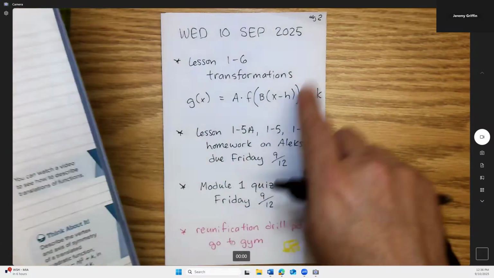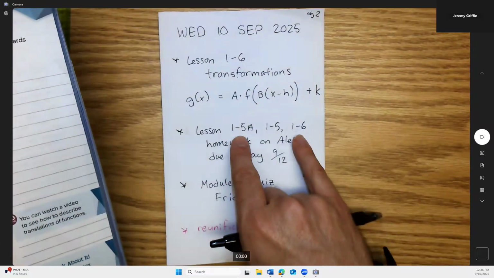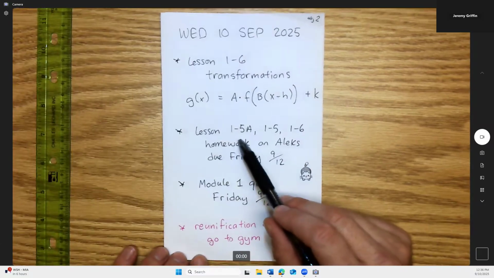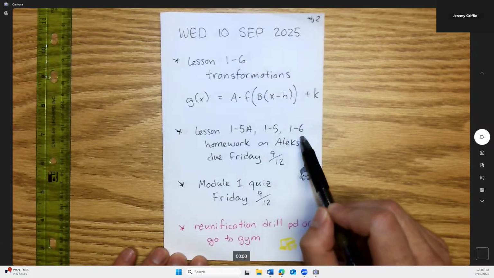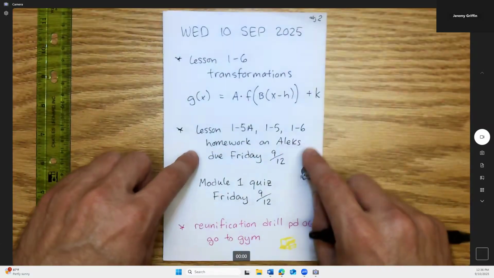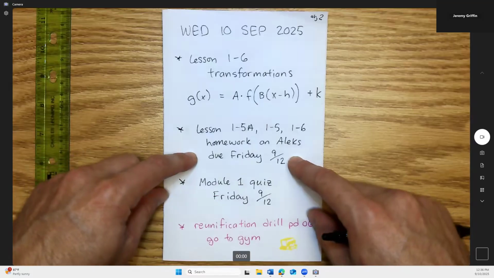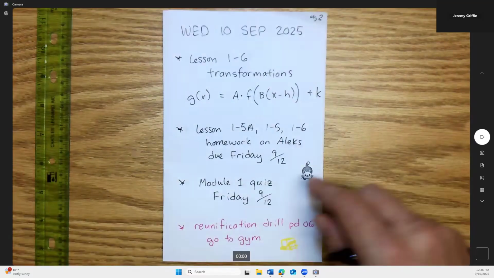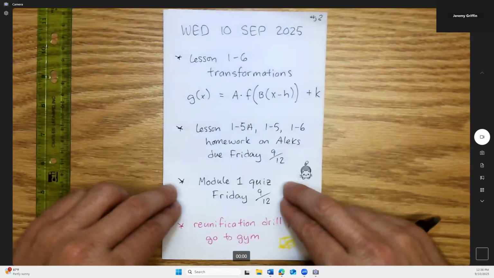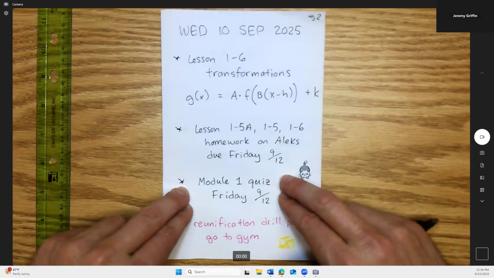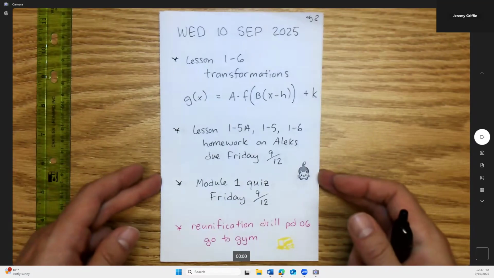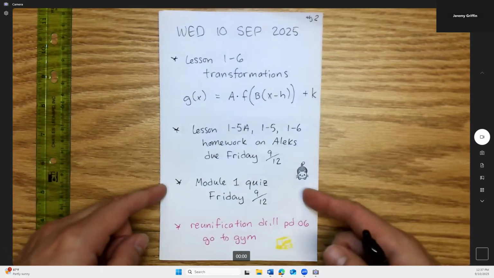It's called translation. Right. So your guys' homework is on Alex. It should be labeled lesson 1-5A, 1-5, and 1-6. Okay, so we did 1-5A and 1-5 the last couple of days. We're doing 1-6 today. This is, of course, due on Friday. I'll give you guys tomorrow, Thursday, to work on Alex in class, and I can walk around and troubleshoot any individual questions you guys have. And there's a quiz on Module 1 on Friday. You guys can, of course, all these videos are uploaded to Google Classroom. You can review anything that we've done for Module 1.